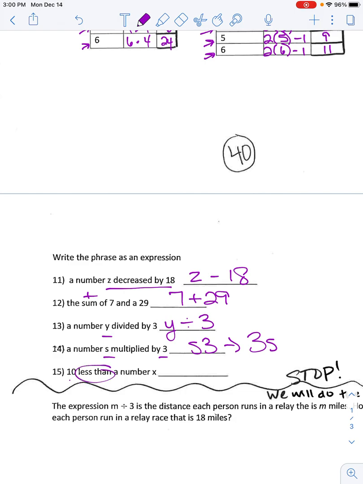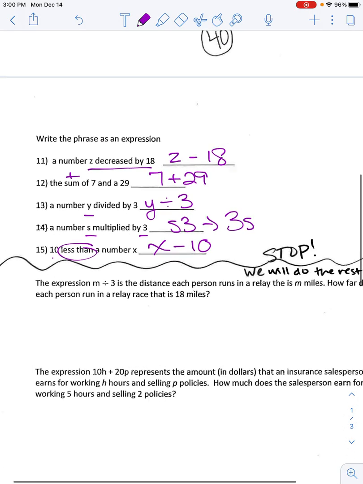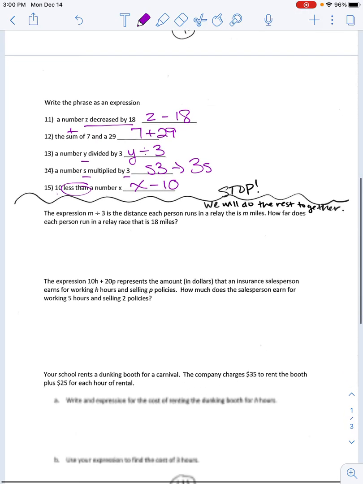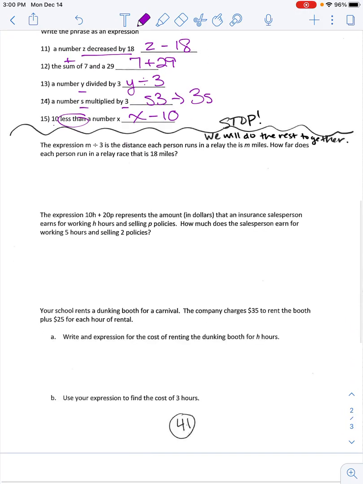And 10 less than x. Whatever x is, 10 is less than x, so x minus 10. Make sure you've got the correct order there. 10 minus x is not the same thing. Okay, so that's what we should have had on your virtual assignment. And now let's look at these word problems.